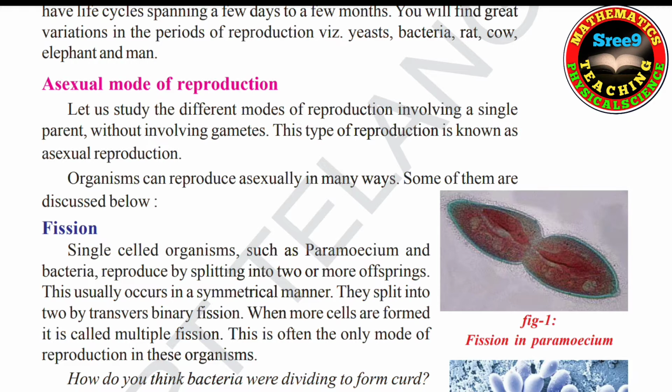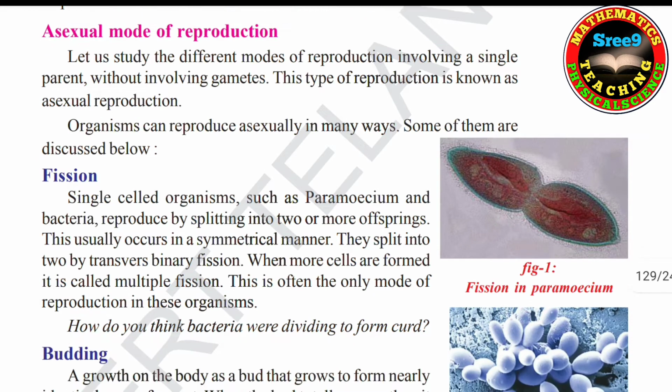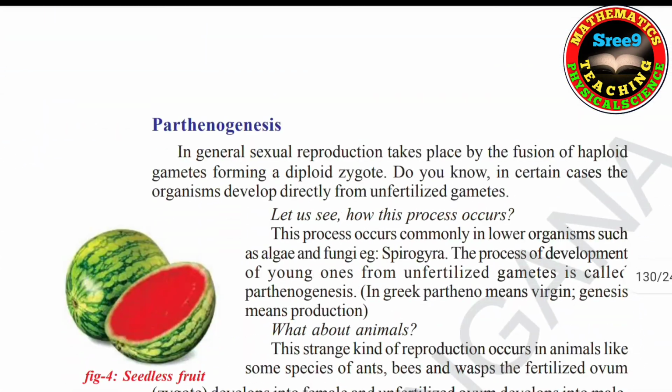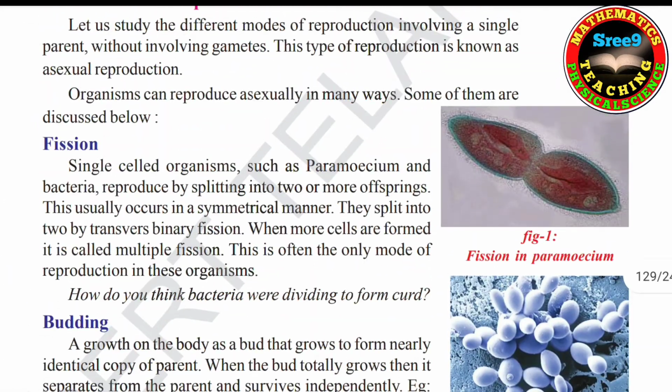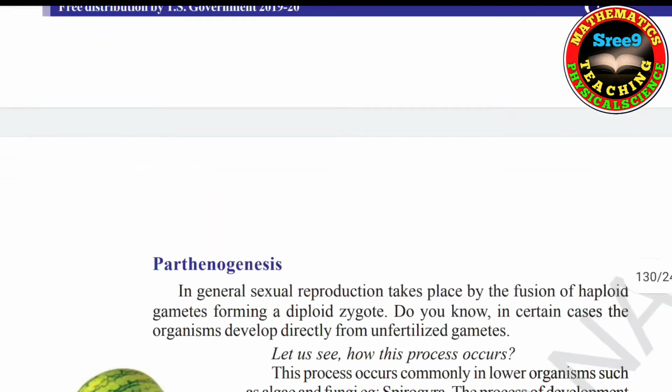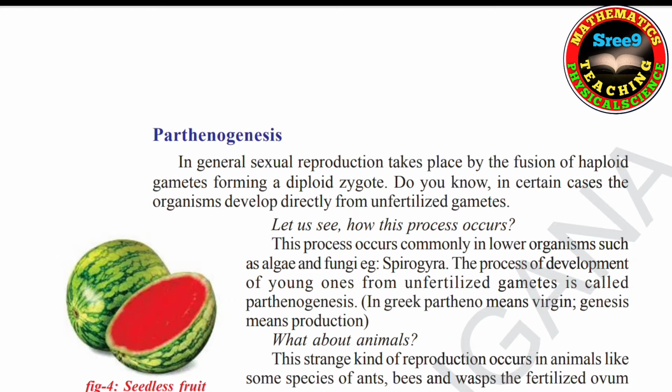So here there are some types of asexual mode of reproduction. This is very, very important. The question may be asked like this: explain the different kinds of asexual reproduction. In this we find fission, budding, fragmentation, and parthenogenesis. Parthenogenesis is very important. So these are the types you have to concentrate on. You have to read once and understand, and you can easily write on your own. So first is fission, second is budding, third is fragmentation, and fourth is parthenogenesis, right?